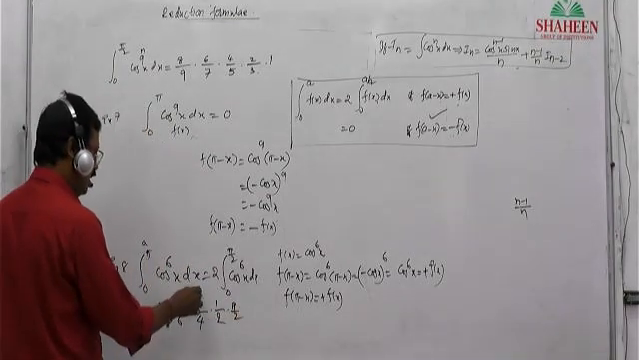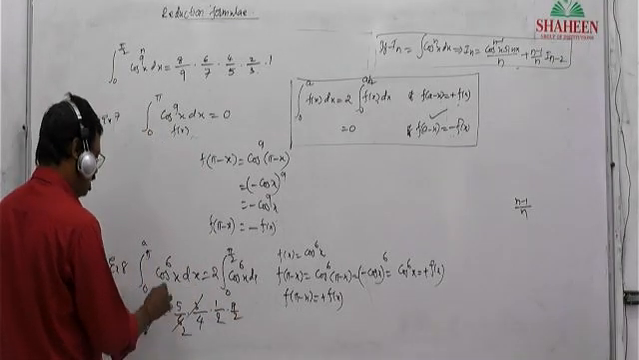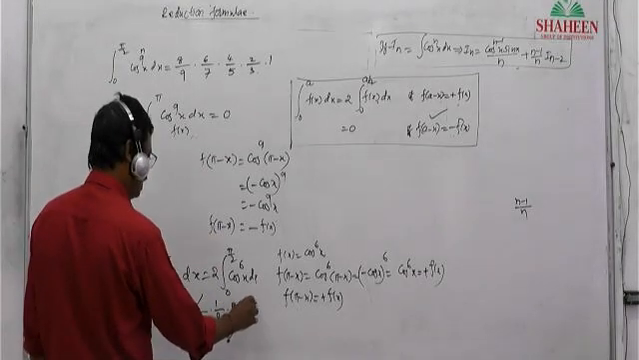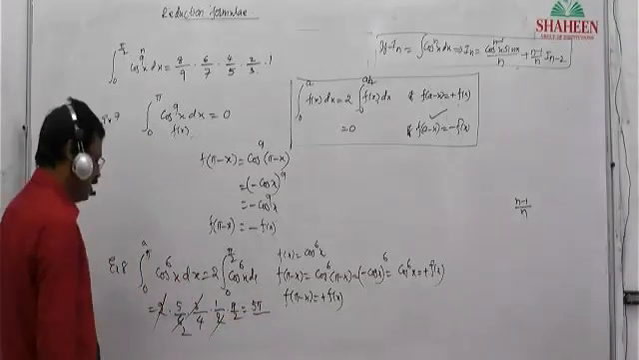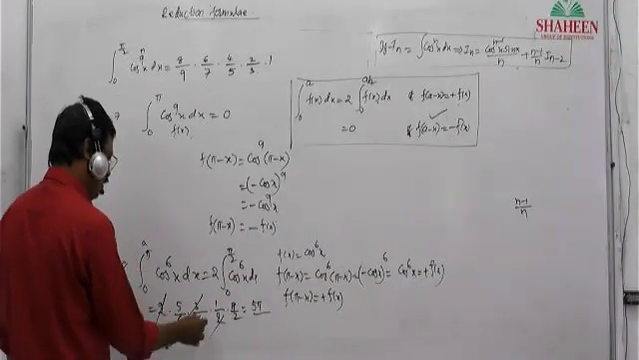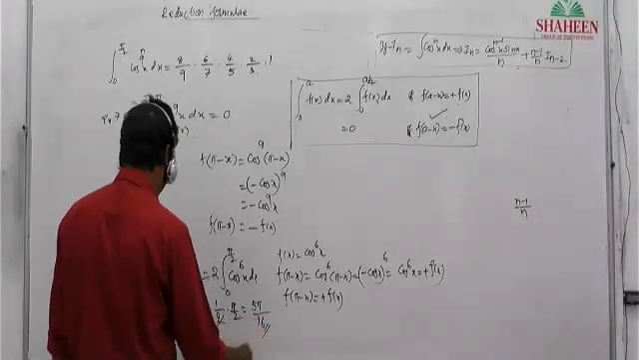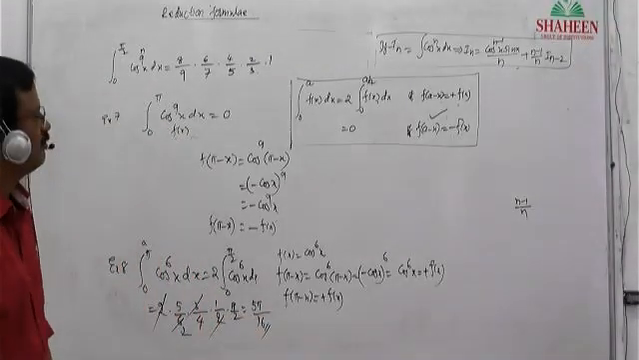Now, this is 2 times. The 2 and 2 cancel. 5 into pi over the denominator: 2 into 2 is 4, 4 into 4 is 16. So the answer is 5 pi/16. Is it correct, all of you?